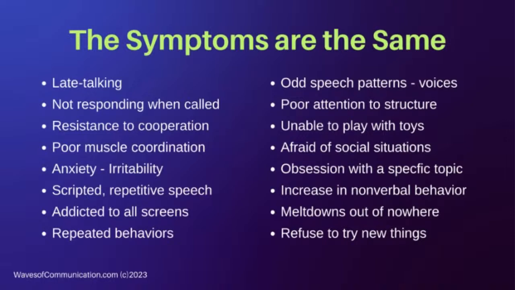Late talking, not responding when they're called, resistance to cooperation or cooperative learning. They won't let you help them do things. They won't let you show them how to do things. They are also super hyper independent. Poor muscle coordination. That's common in both of these. You wouldn't think about it, but it is. Anxiety and irritability are common symptoms. Scripted repetitive speech, addicted to all screens.